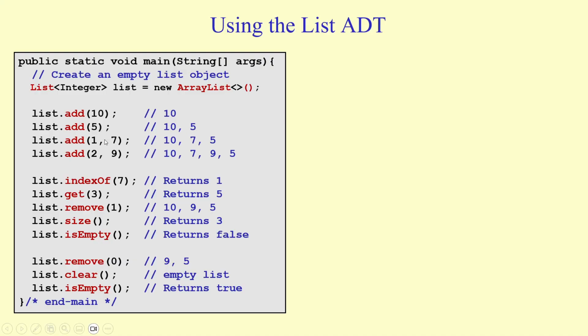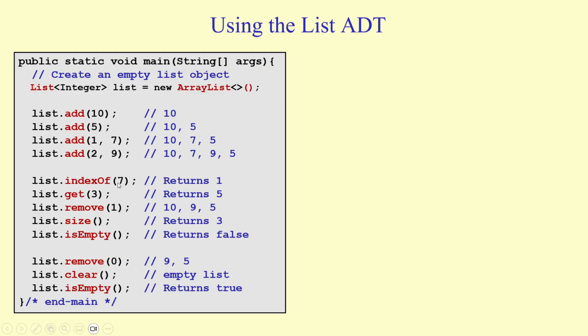Now add 7 at position 1. So if we add 7 into position 1, 5 is now shifted one position to the right. Add 9 at position 2. So if we add 9 at position 2, 5 is again shifted one position to the right. Give me the index of 7. If you look at this, the index of 7 is 1.